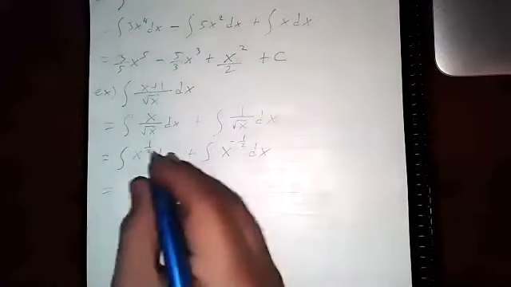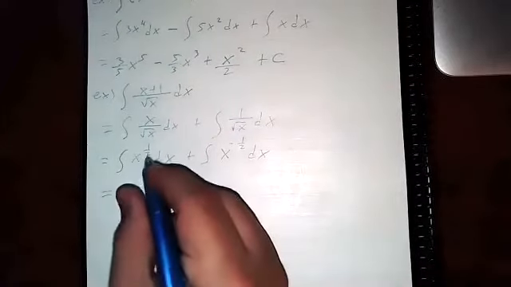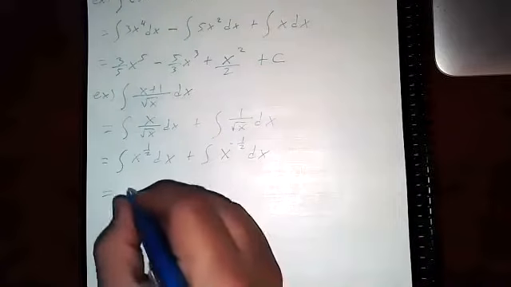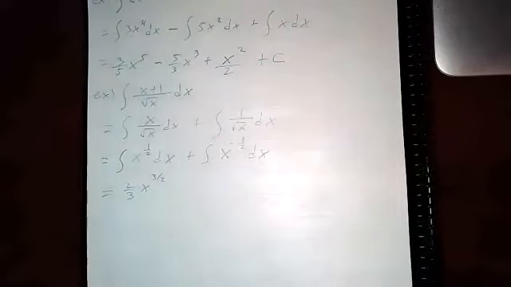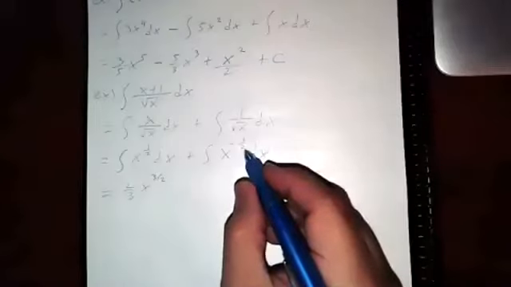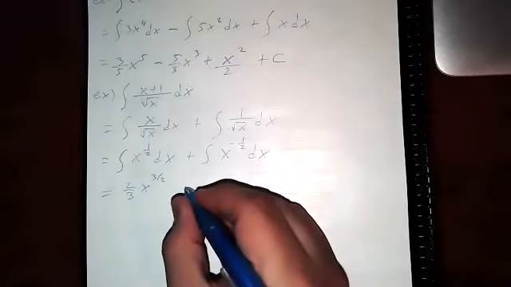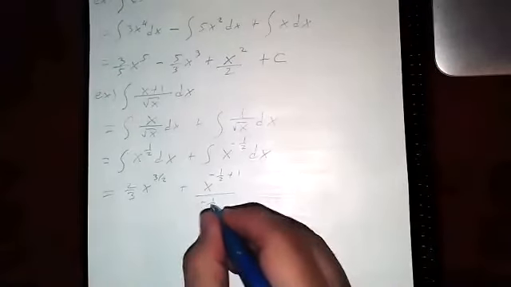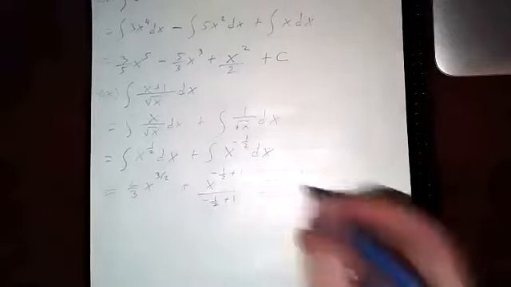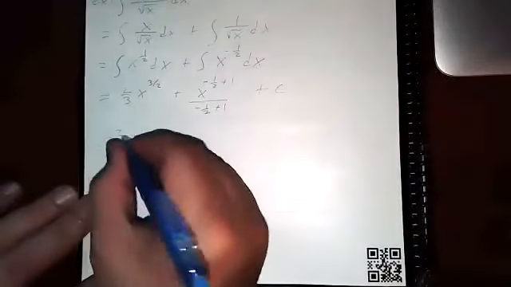So this will be, add 1, that'd be 3/2. So 2/3 x 3/2. We did that before. Add 1, that'd be a positive half. So that would be, let me show the step here. Plus 1, negative half, plus 1. Right? So then we're done.